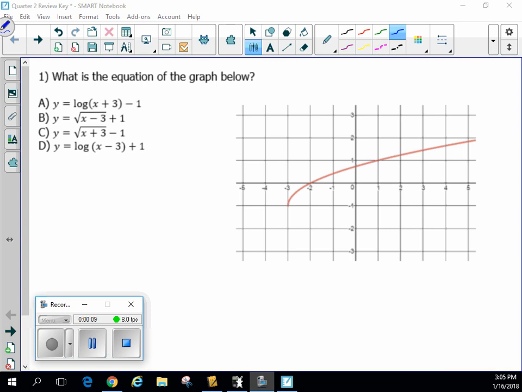I'm going to take the time to go over the Quarter 2 review packet with you, problem by problem. So first off, if we look at number 1, this is a Unit 1 question, and it's asking you what is the equation of the graph below.